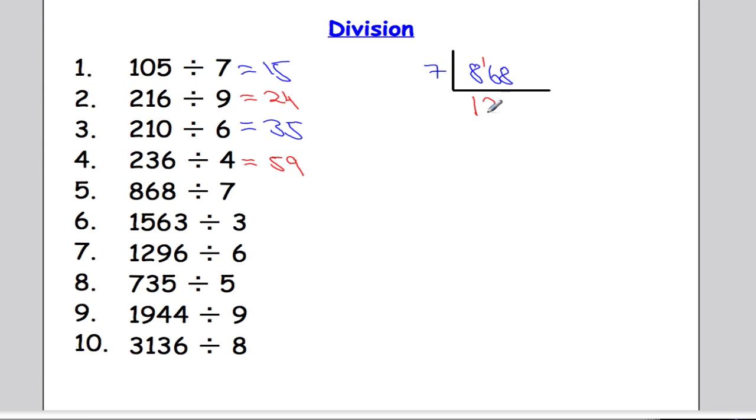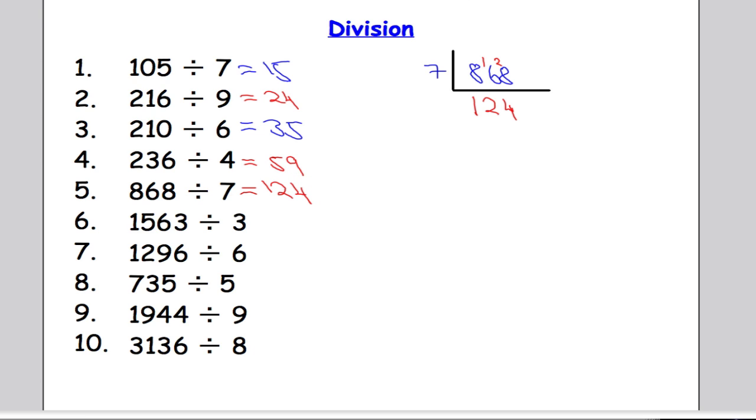It goes in twice, leaving a remainder of 2, because 7 times 2 is 14, but we have 16 here, so it's a remainder 2. Carry that 2 over. How many times does 7 fit into 28? It goes in 4 times. So 868 divided by 7 is 124.